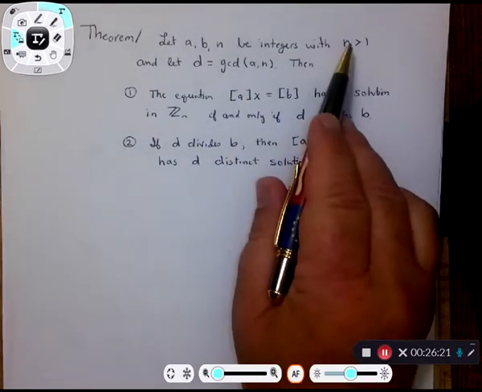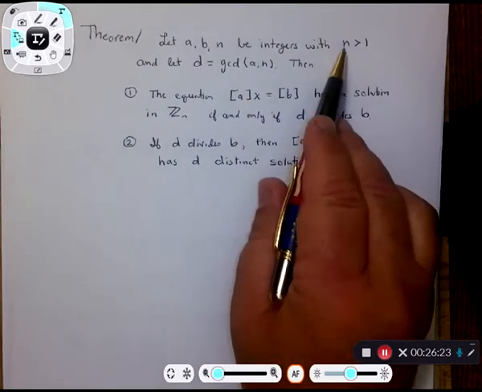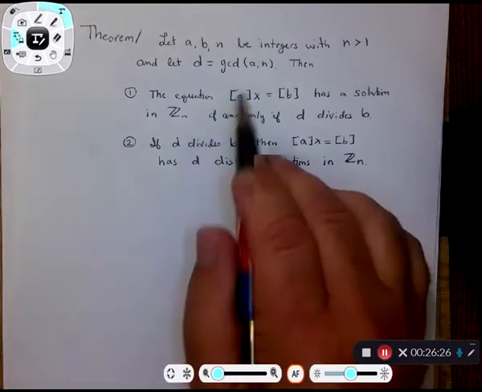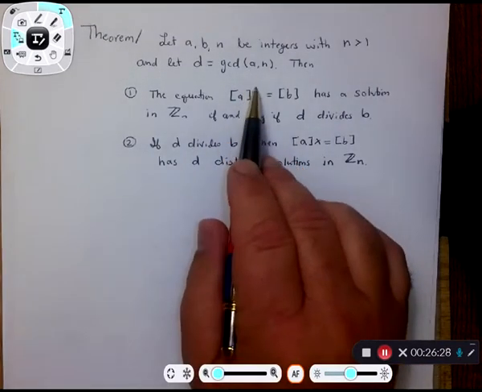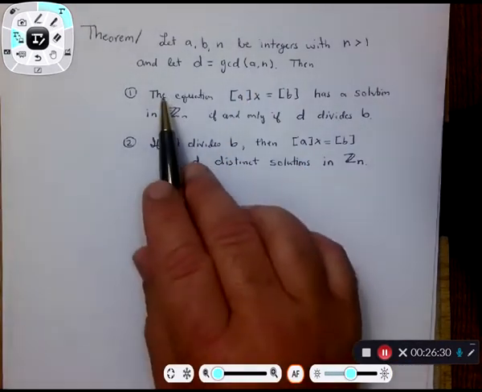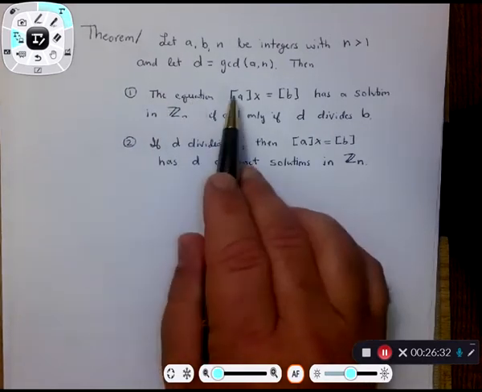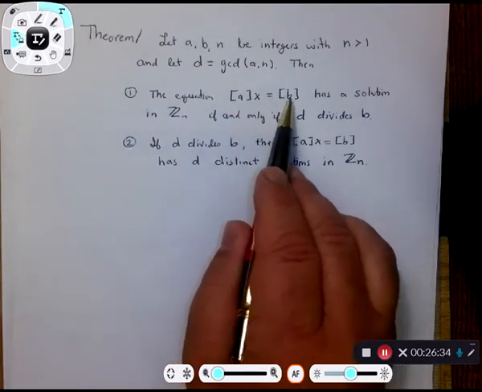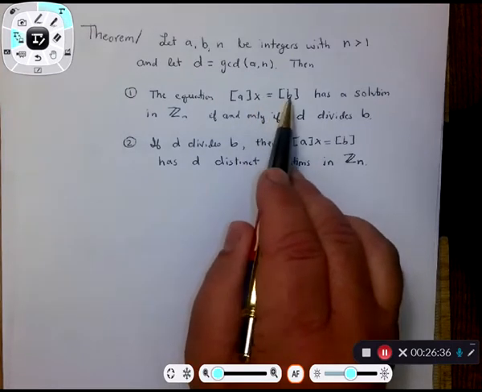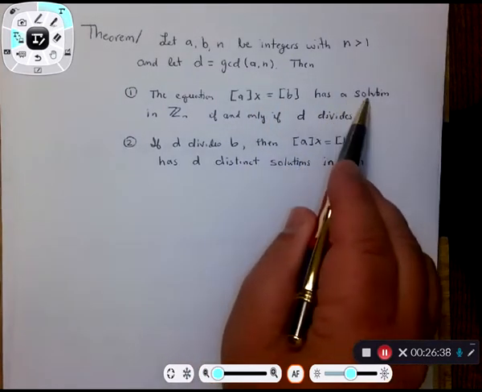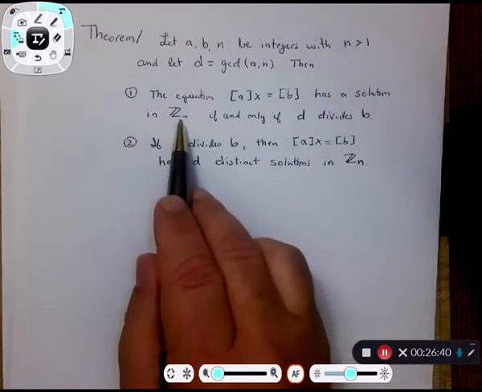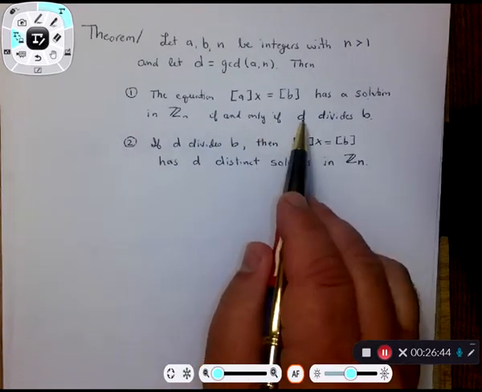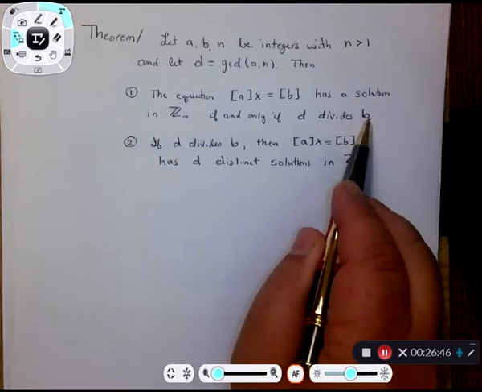Look at what I'm going to set up here. N is going to be my modulo number, what we're going to be modding out by, and A is going to be the coefficient in front of the x. Look what happens. The equation [A][x] = [B] has a solution in Zn. Now, N does not necessarily have to be prime here. If and only if D divides B.